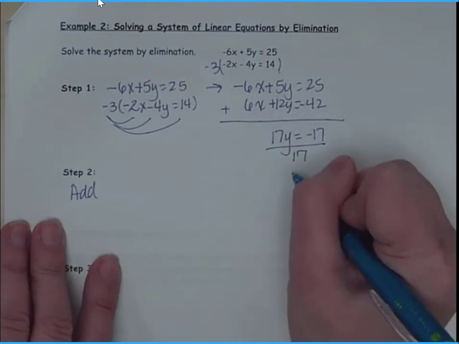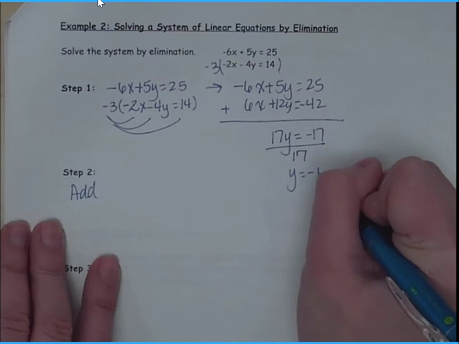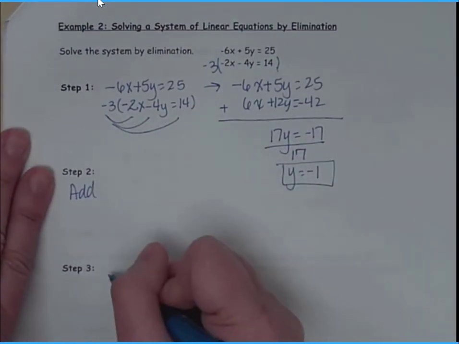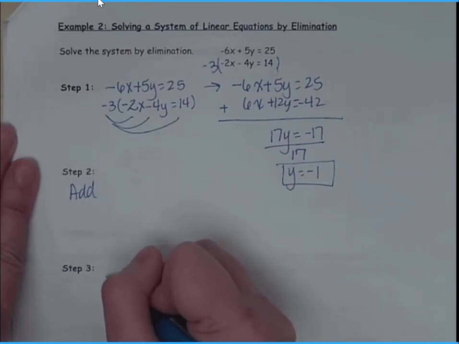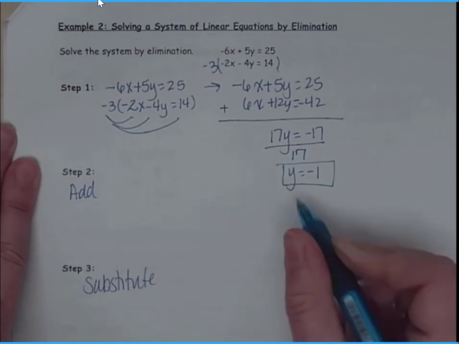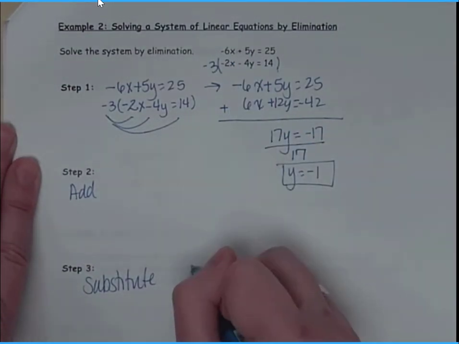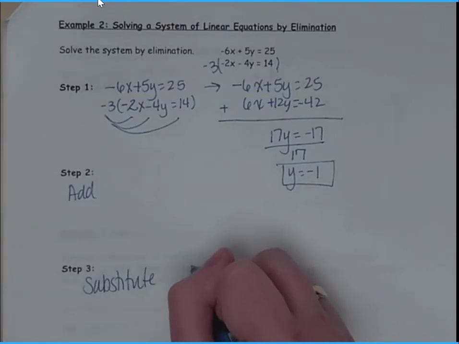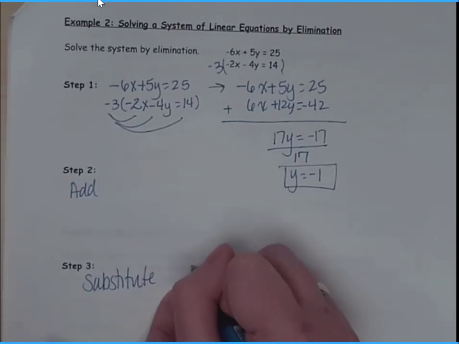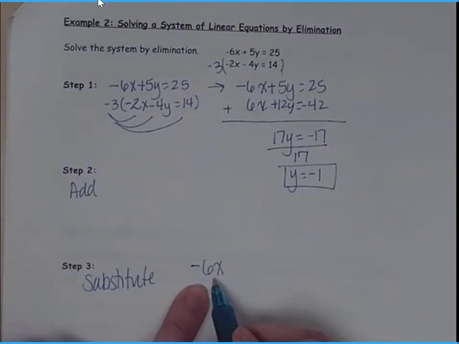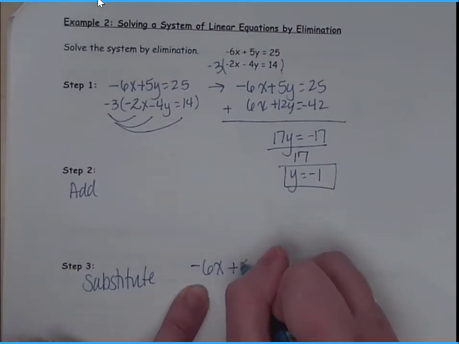Divide both sides by 17 and y equals -1. So that was my step 3. So now I'm going to substitute. Now I always want to go back into the original equations. So let's see, I can pick whatever one I want. I'm just going to stick with the first one because, well, it's first. There's no rhyme or reason. So I have -6x plus 5y.